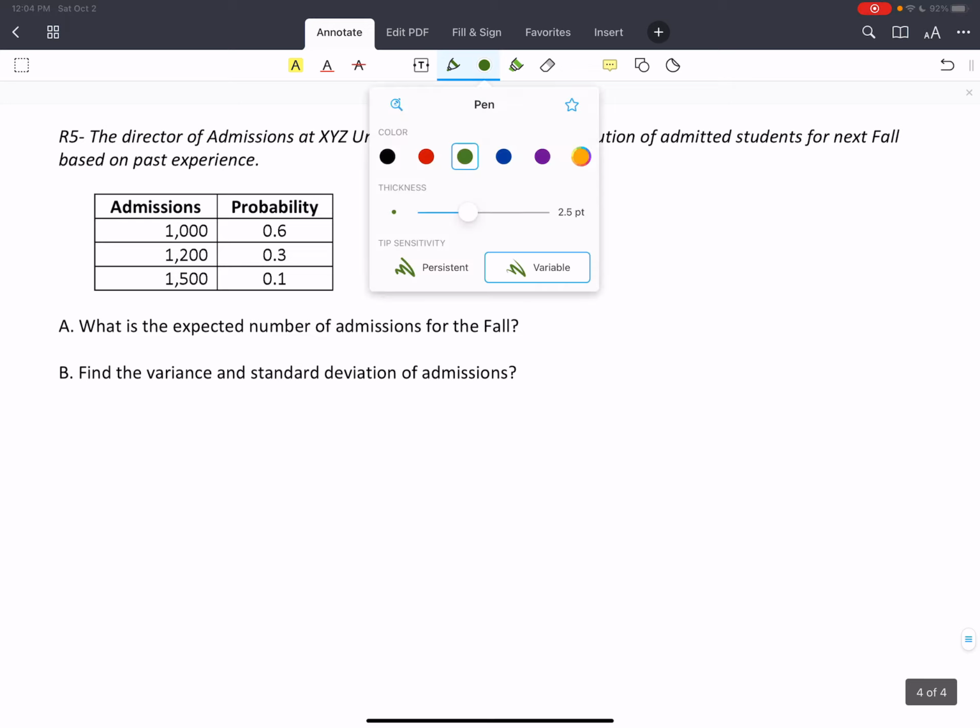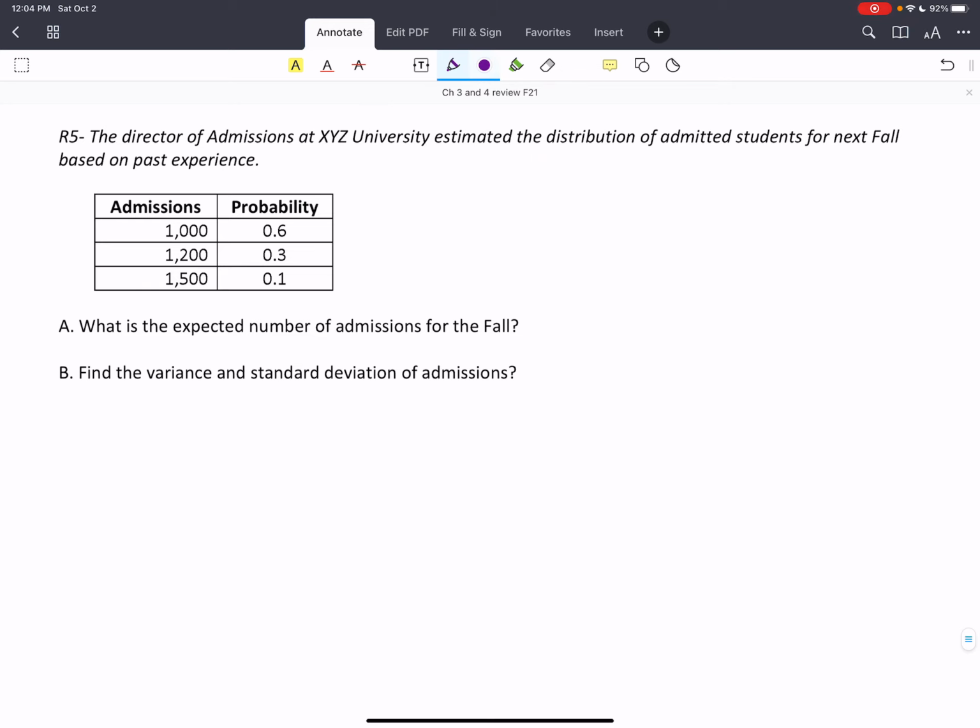The director of admissions at a university estimated the distribution of admitted students for next fall based on past experience. So we might have 1,000, that's a 60% chance. We'd have 1,200, a 30% chance, or 1,500, a 10% chance. What is the expected number of admissions?